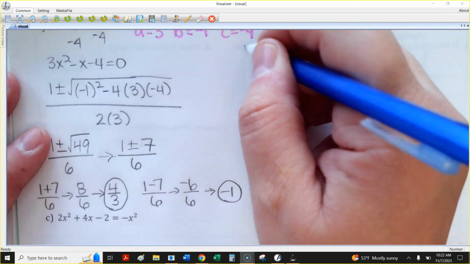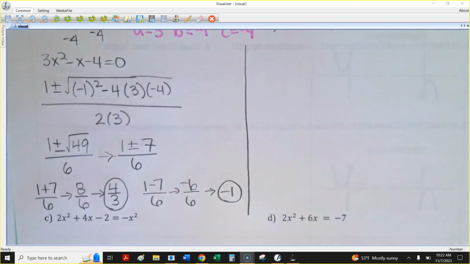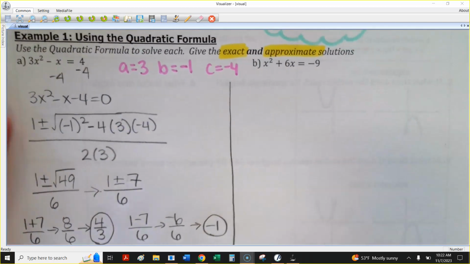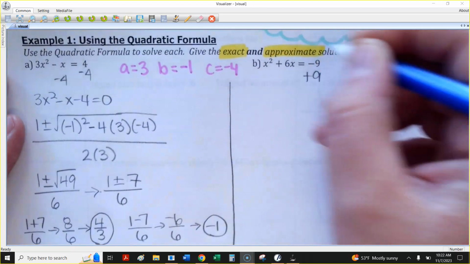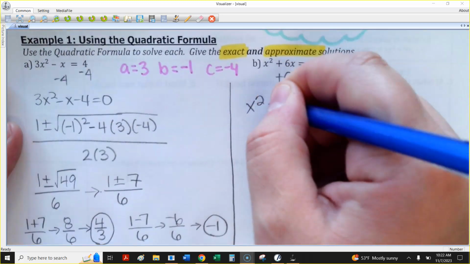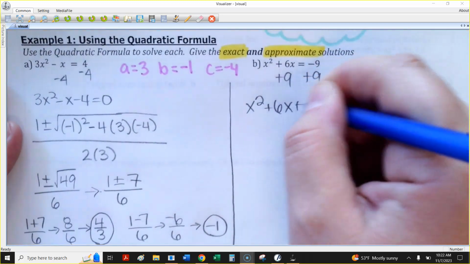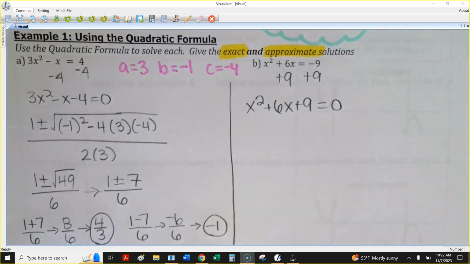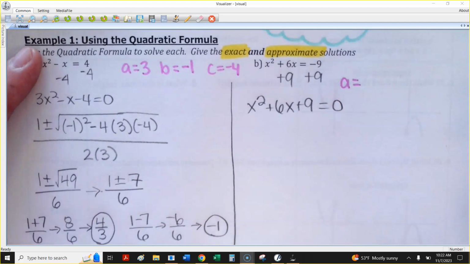Okay, so let's try the next one. Each one of these is just a little bit different thing that you could run into. I do want to set these equal to 0 to start. So if I was working on x squared plus 6x equals negative 9, I would start out and just add 9 to both sides. You don't have to write this out, but I'm going to write it out for these questions today so you guys can see.